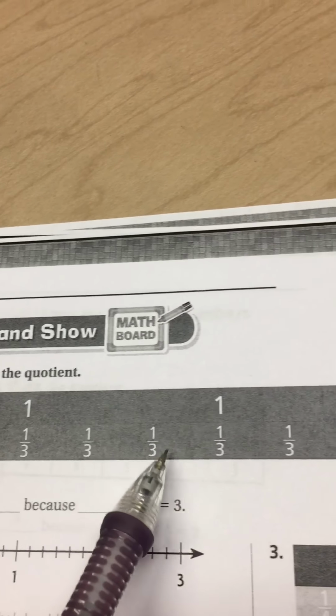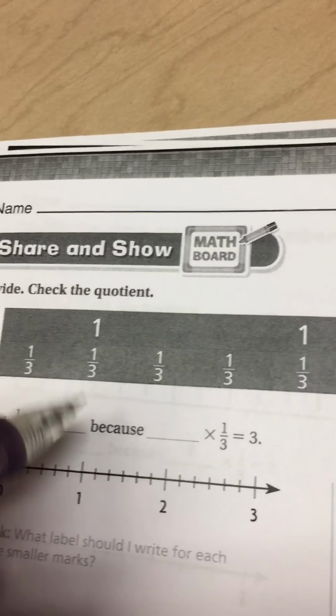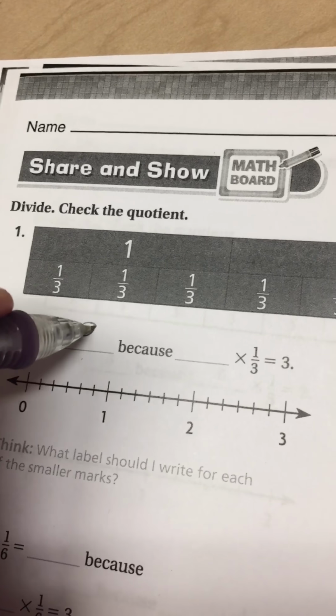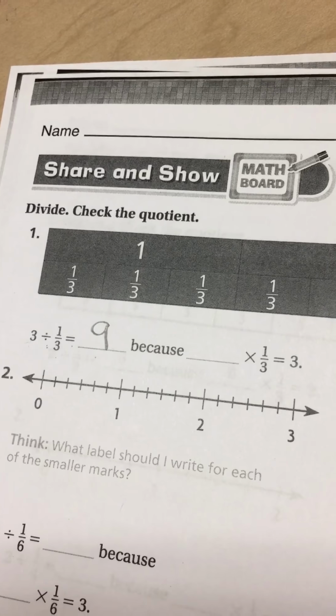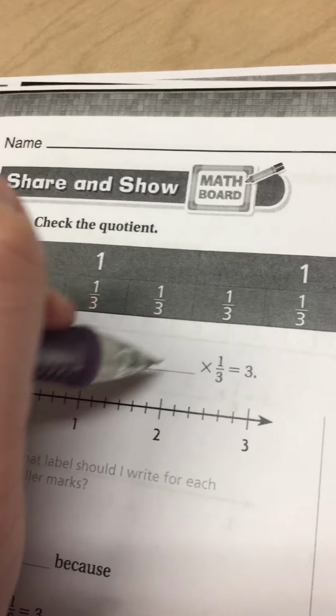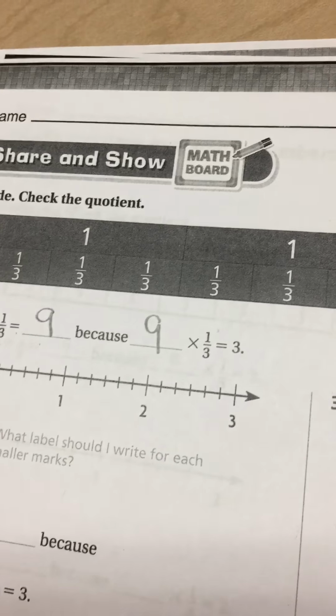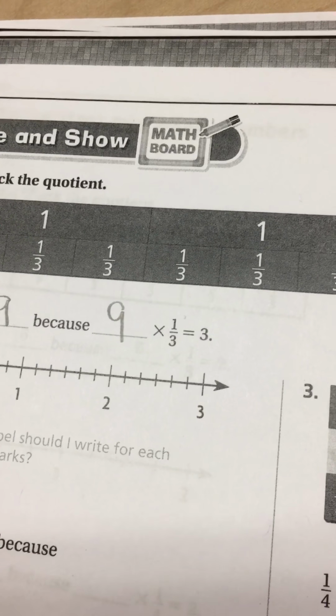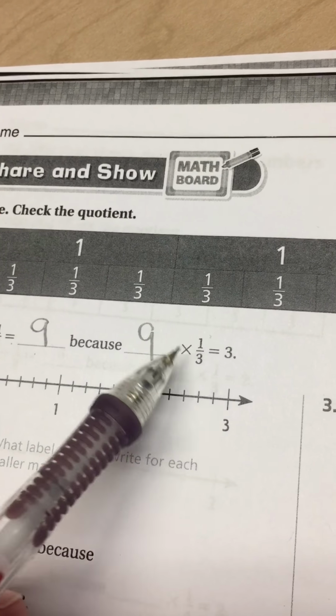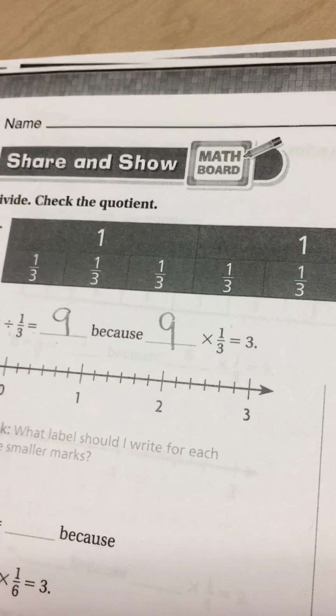1, 2, 3, 4, 5, 6, 7, 8, 9. So this blank would be 9. And then, if we wrote the multiplication, 9 times 1/3 equals 3. And you could check that to make sure that it's true.